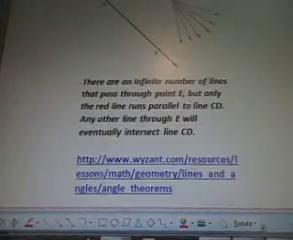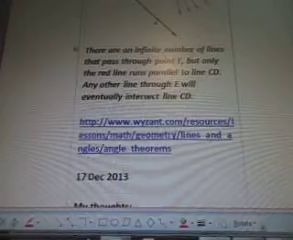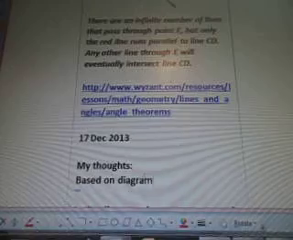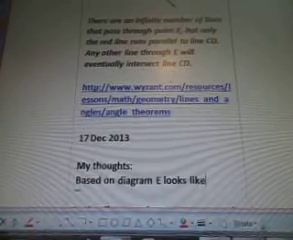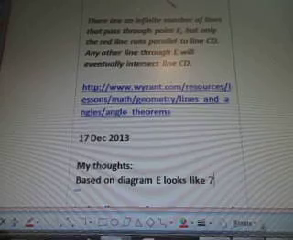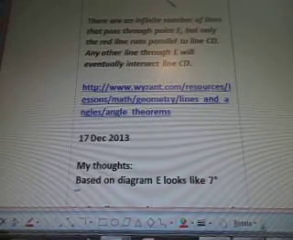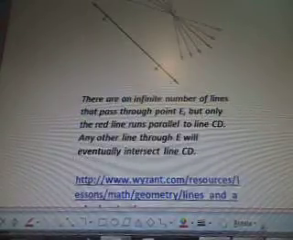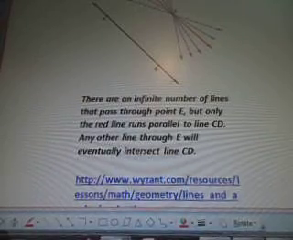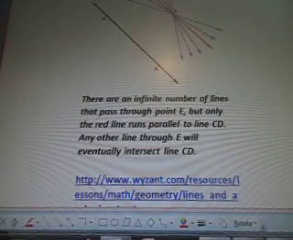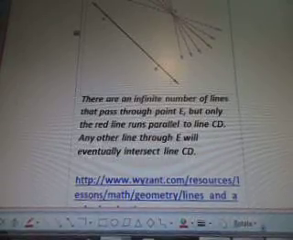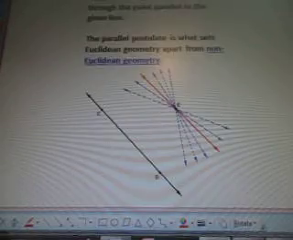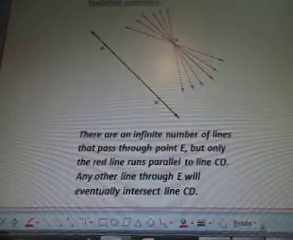Hey, let's put that down. Okay, my thoughts. Based on the diagram, E looks like 7 degrees. Angles. Yeah. Okay, let's just go back up here, sorry. So there are an infinite number of lines that pass through a point E, but only the red lines run parallel to line CD, which is this one here, the red line. Any other line through E will eventually intersect line CD. So they eventually will collide with each other.